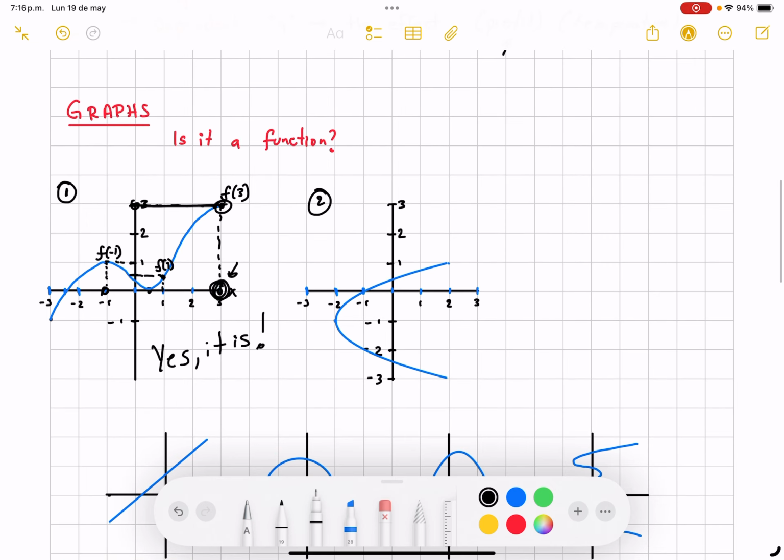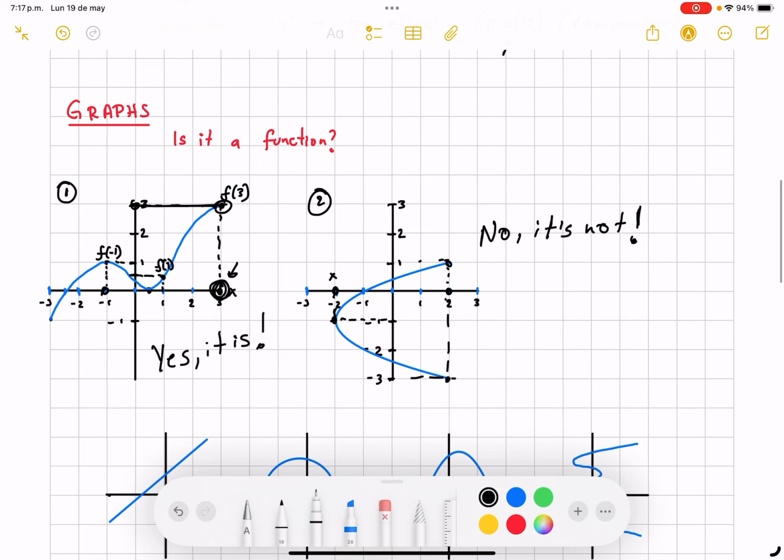For the second one, for example, when an x with a value of minus 2 enters, the relation is going to have an outcome value of minus 1. But when the input value equals 2, we have two possible values, a minus 3 and a 1. We have two different values. So this is not a function.